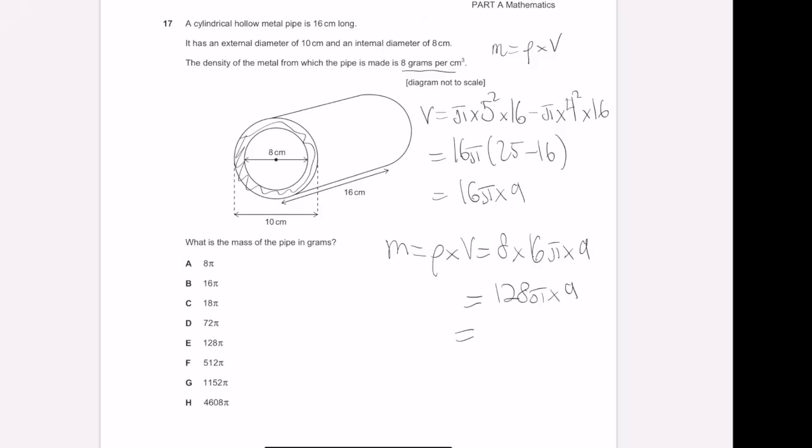And we don't need to get the final answer, because if we multiply the 128 pi by 9, the only answer which makes sense is actually going to be G.